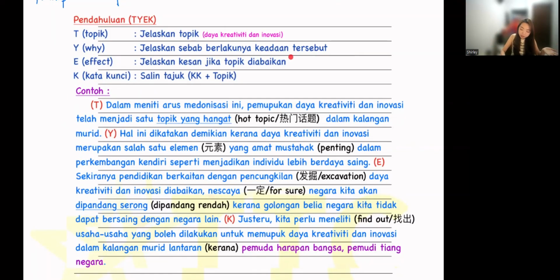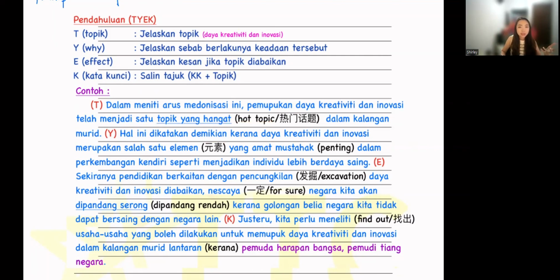Then the next one, jelaskan sebab berlakunya keadaan tersebut. Why is this a hot topic? Why is everyone taking notes on it and also looking at this issue? Hal ini dikatakan demikian kerana. Guys, please remember, hal ini dikatakan demikian kerana, it should come in a set. I know a lot of reference books might just write hal ini demikian, hal ini kerana. But the most accurate one is these five terms come together. Hal ini dikatakan demikian kerana. Yes, this is the most accurate one. Remember that. Tak ada hal ini kerana, hal ini demikian. Okay, yang paling betul ini.